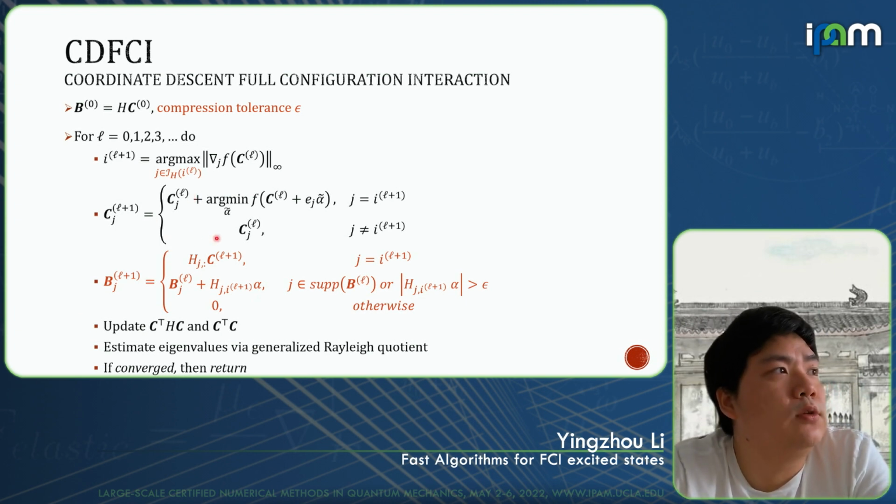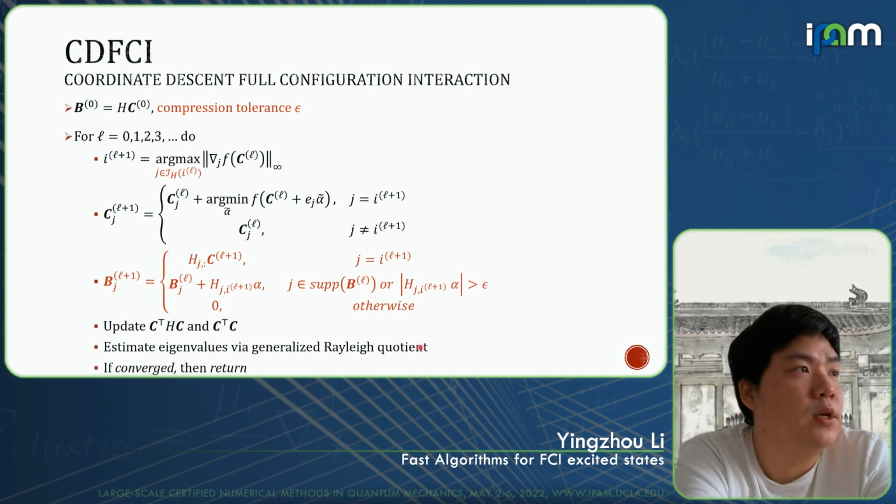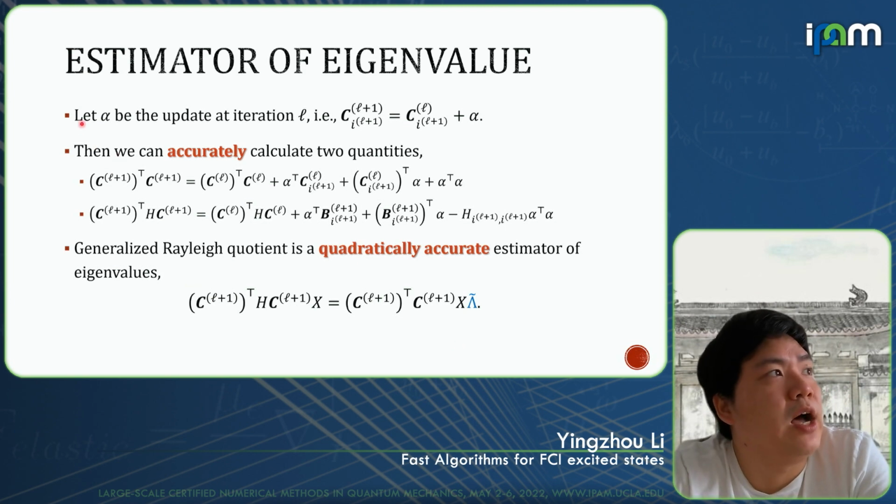Okay, and when we have updated C, then we update C transpose HC and also C transpose C. They will be helpful in the line search, coordinate pick, and also the estimate of eigenvalues. So we will update them, and then we can estimate the eigenvalue via the generalized Rayleigh quotient step. And we will give an explicit formula for this update.